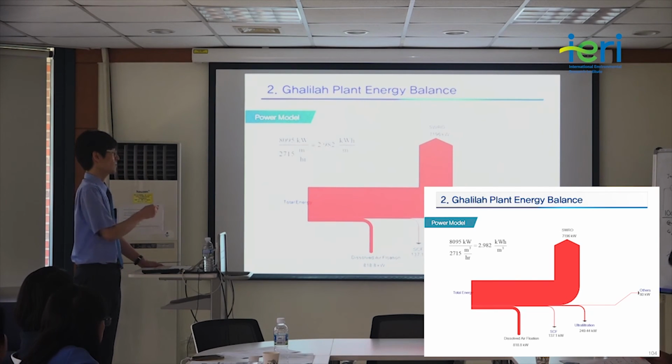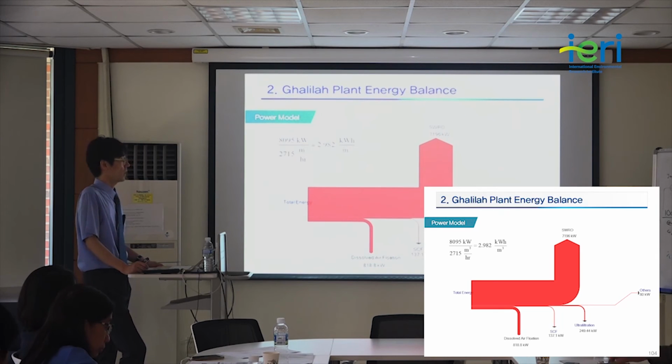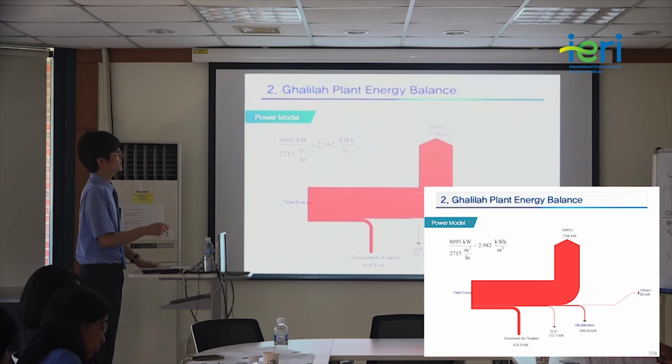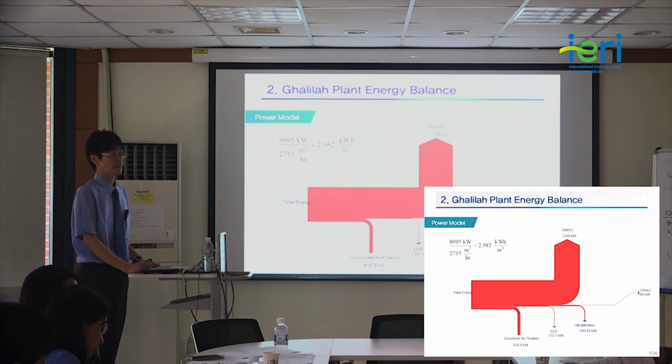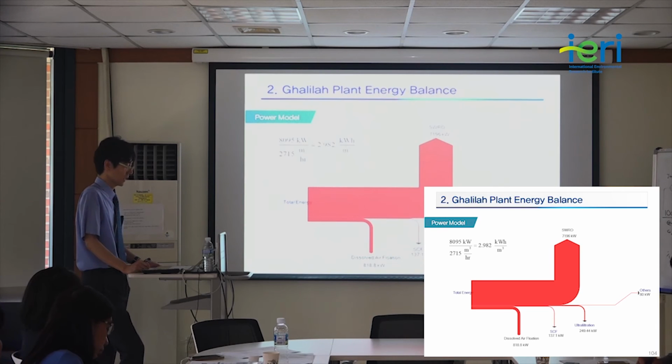So if you add this value and this value, the total SEC might be 3.2 or 3.3 with the second pass reverse osmosis. However, since they didn't need to have that, they could reduce the energy consumption by more than 10%.